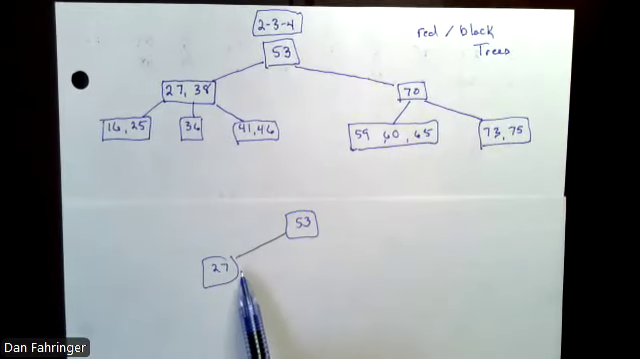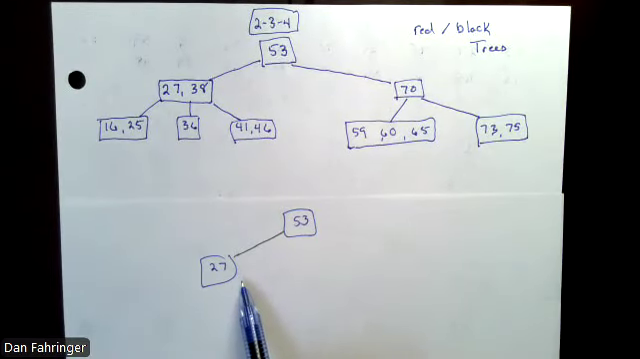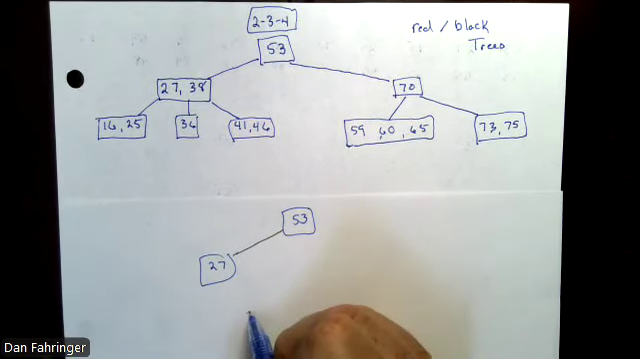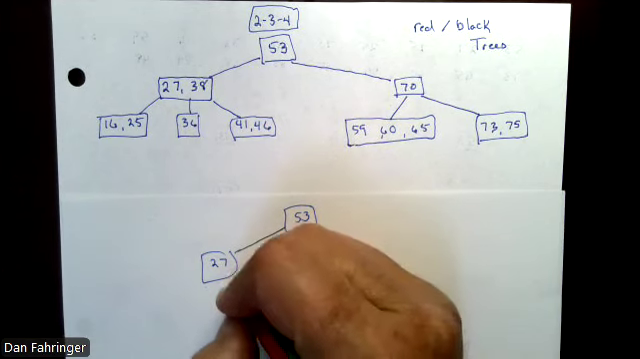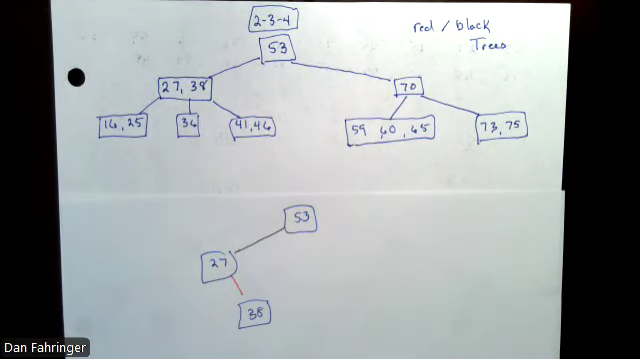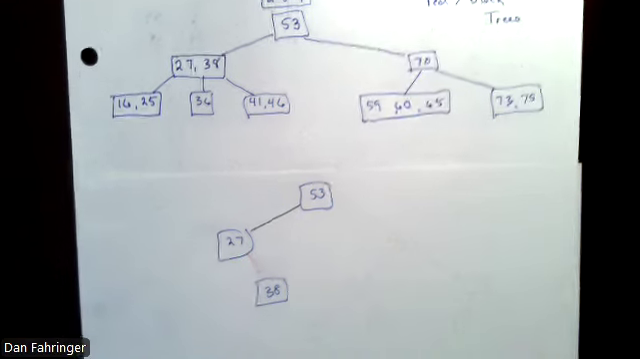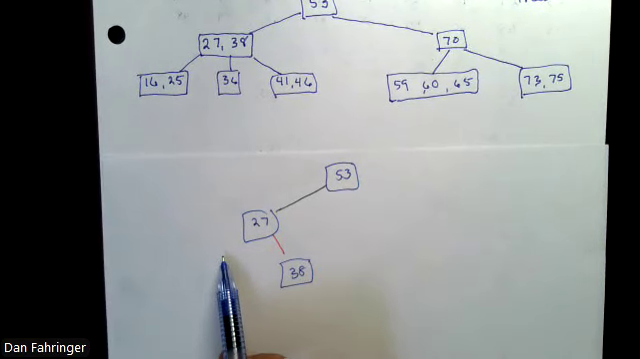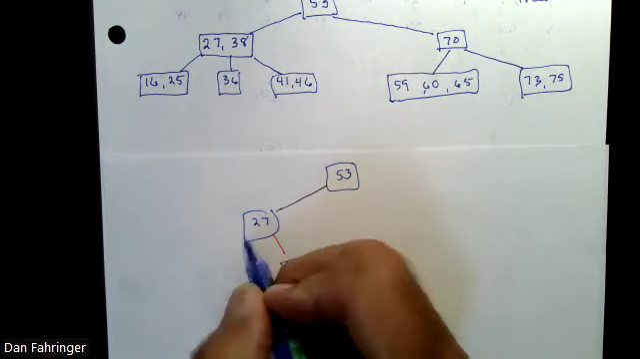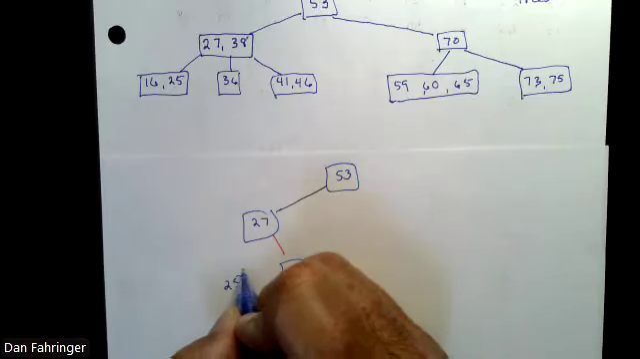38. Which way does 38 go, left or right? To the right. 38 is to the right. It's a sibling. It has to be red. Red, red, red, red. Okay. To the left of 27, what do you want to go to, 16 or 25? We can go to either. So down here is going to be 25.